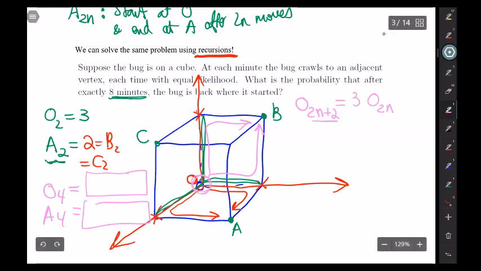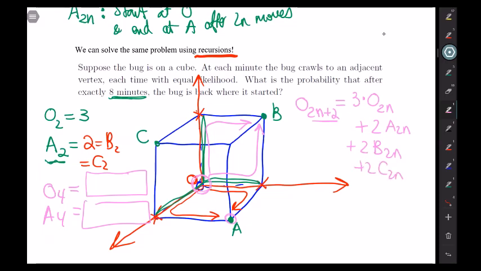Yes, we just did it a few minutes ago. 3 ways, right? 3 times O_{2n}. Or previously you were at A_{2n}. If after 2n moves you are at A, how many ways can you end back at O after 2 more moves? Yes, 2 ways. Okay, so you guys see what I'm trying to say. And then the same thing for B_{2n}. Wait, is it 2 or 3? Oh, 2. 2 B_{2n} and then 2 C_{2n}.